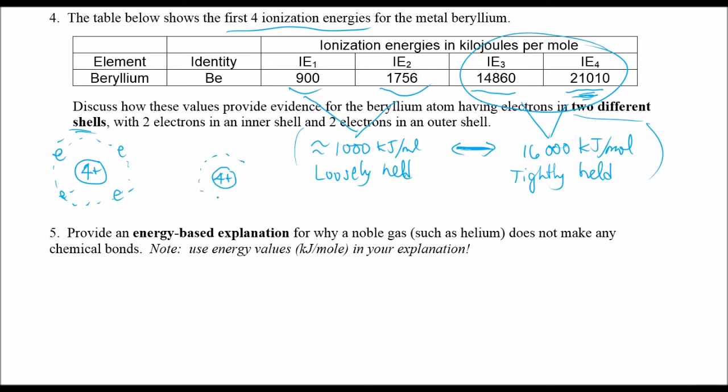If instead we go with the shell model, which you are all familiar with, but you may never have thought, how do we know that? You can see this picture would have 2 tightly held electrons with huge ionization energies and 2 relatively loosely held electrons with low ionization energies. So these out here, outer shell, equals loosely held, and these inner shell electrons are very difficult to remove.